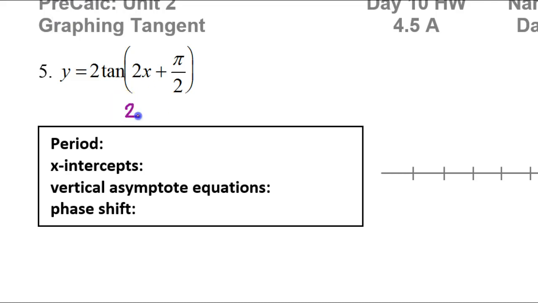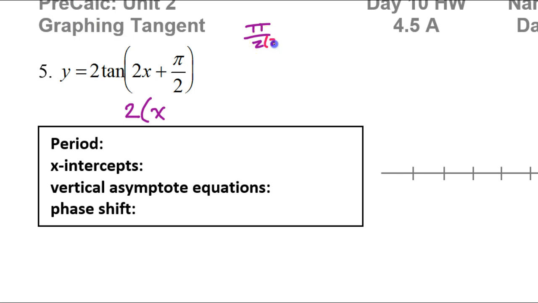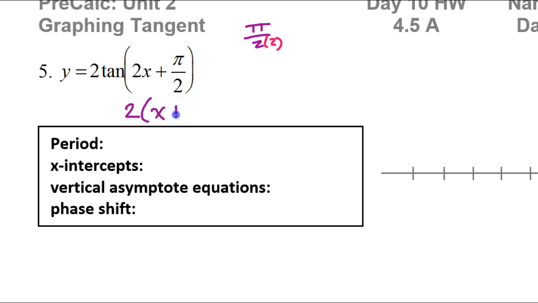So if I pull the 2 outside of parentheses, to do that you need to divide by 2. And if I divide pi over 2 by 2, the way you divide by 2 is really you just wind up putting it in the denominator. So this is going to be pi over 4. So I will have x plus pi over 4.